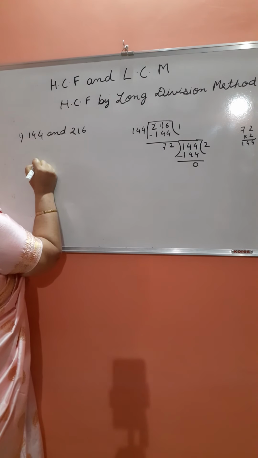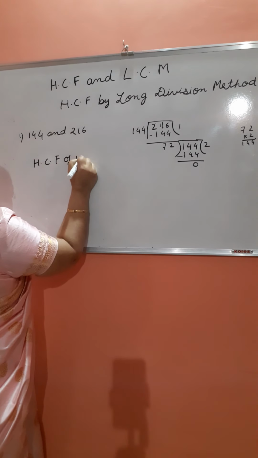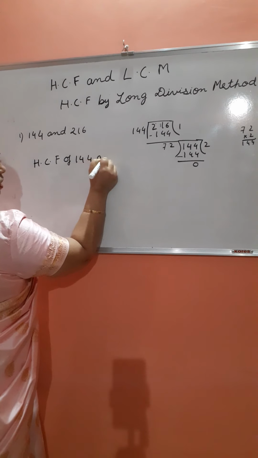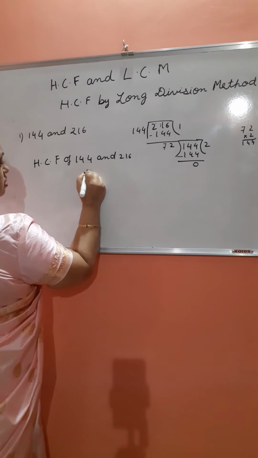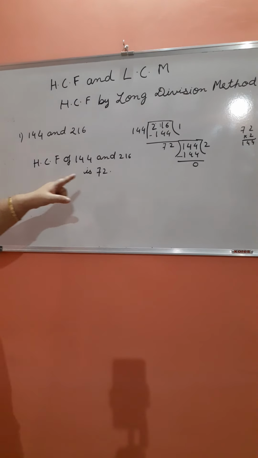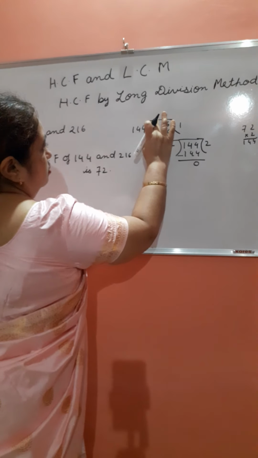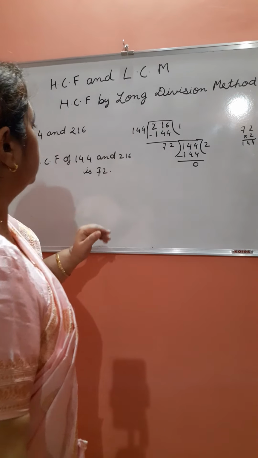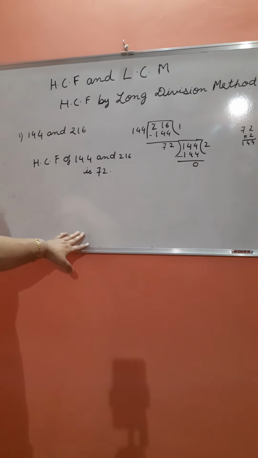So HCF of 144 and 216 is 72. Okay, this is the long division method I told you, and these two methods we use to find out HCF.